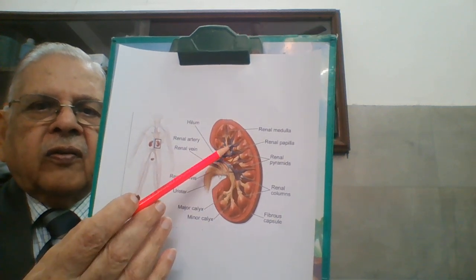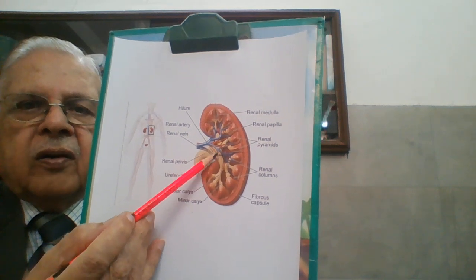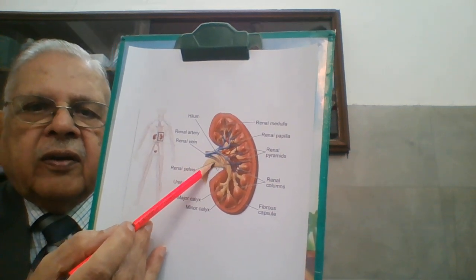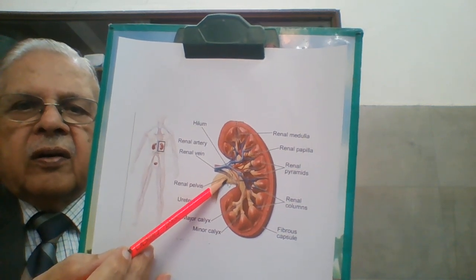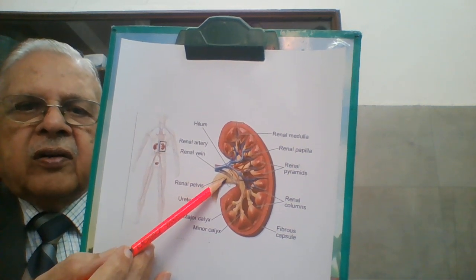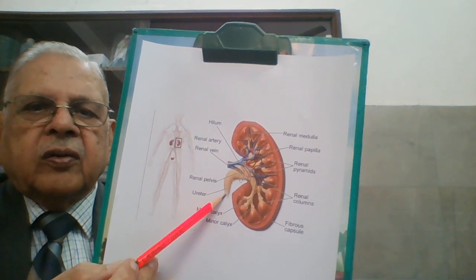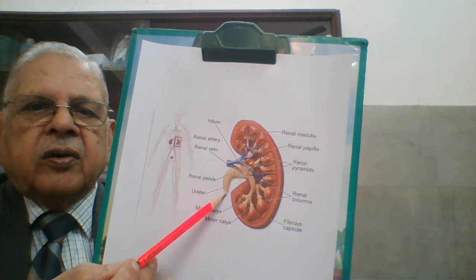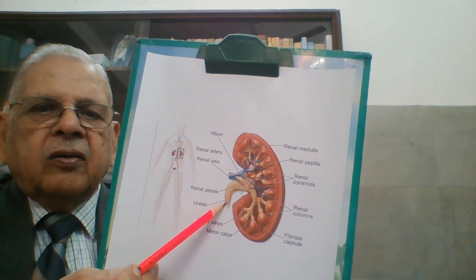So instead of starting from outside, I start from inside. See, this portion is called the pelvis of the kidney. The urine finally collects in this region in the kidney and then goes through this tube. This is called the ureter. This is the pelvis, this is the ureter.